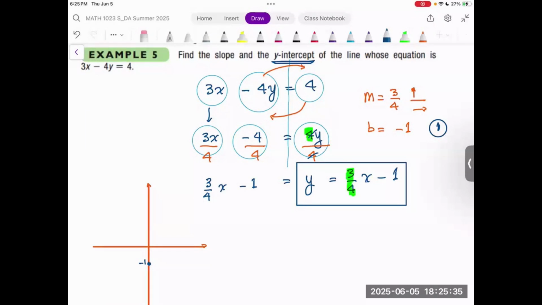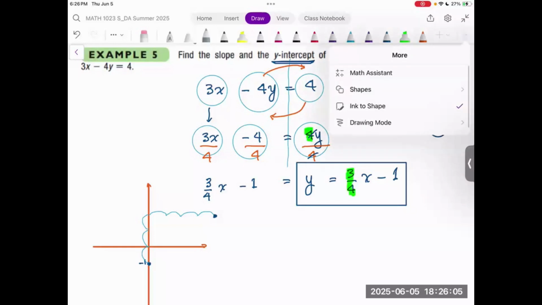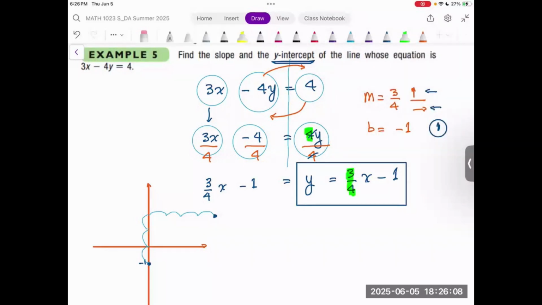And then how much do I need to rise? The rise is 3 and the run is 4. So I'm going to start rising 1, 2, 3 up and running to the right 1, 2, 3, and 4. And that's going to lead me to the second point, which is this one. Yes? All set. So I'm just going to connect these 2 points, and this is going to be the line that you're looking for. And that's the line that you're supposed to graph, right?